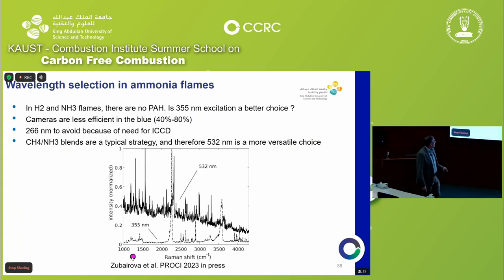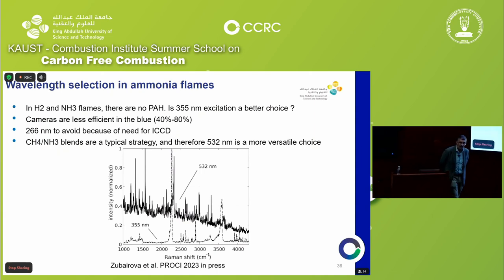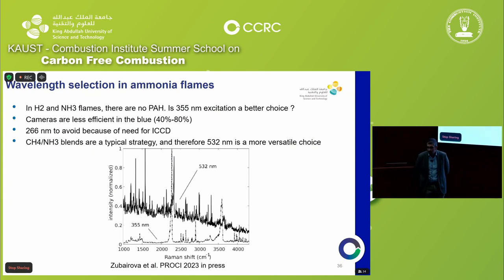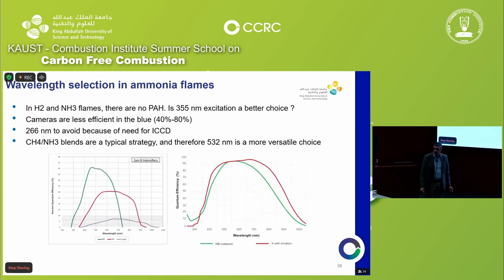But this is some nice work from the group in Lund. They look at different frequencies, in particular 355, and you see the fluorescence is very well suppressed. So this is something to keep in mind when designing an ammonia system. Don't go to 266. This is my general recommendation for Raman spectra, because the more energetic your photons are, the higher risk of some other intrusive processes that may occur. You may break some of the molecules, and it will force you to go then work with an ICCD camera.